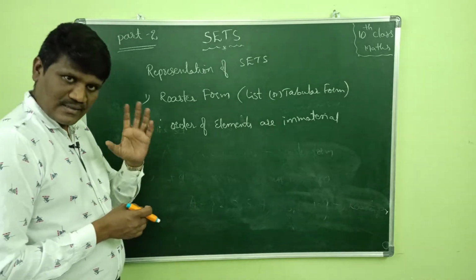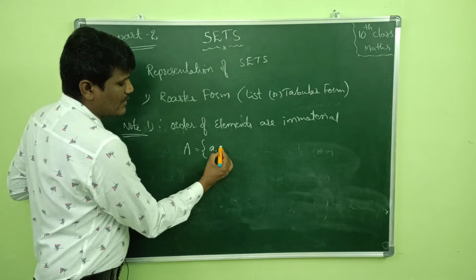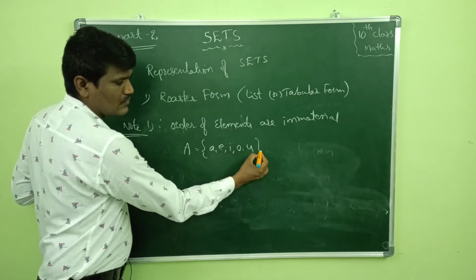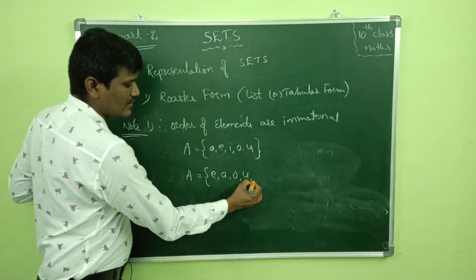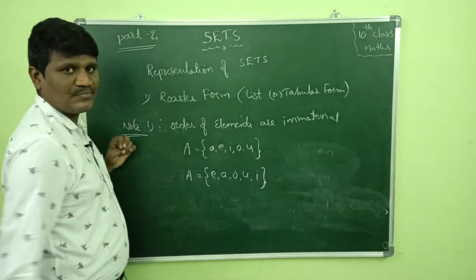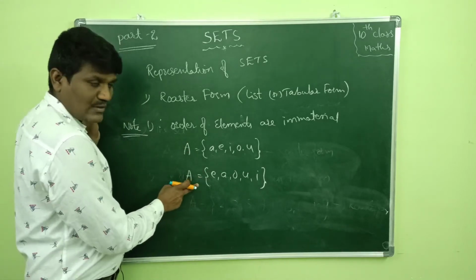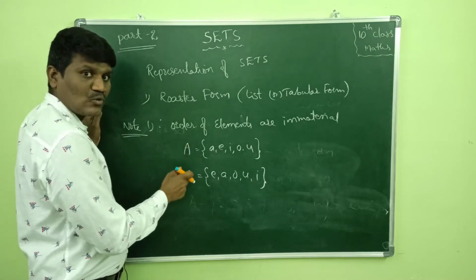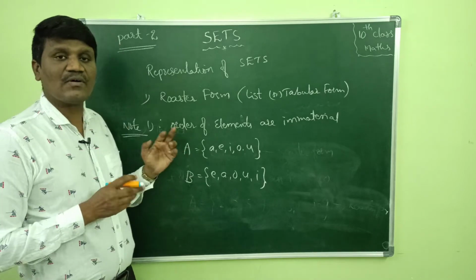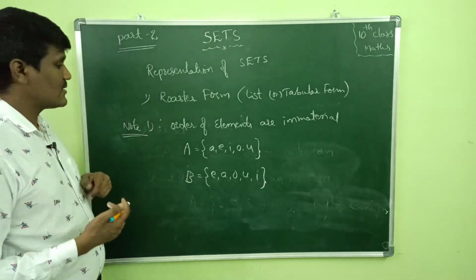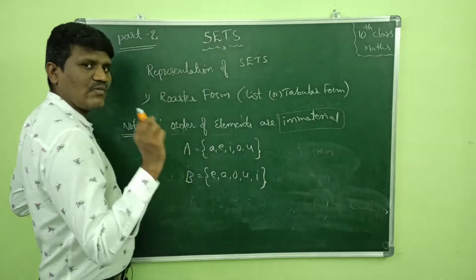What does it mean? In the elements, suppose A is equal to A, E, I, O, U, or else I can write A is equal to E, A, O, U, I. Both are the same only. We have written all the elements in the roster form, and both sets are equal. If I write B also, both sets are equal. We consider them equal because the order of elements is immaterial. This is the first point.